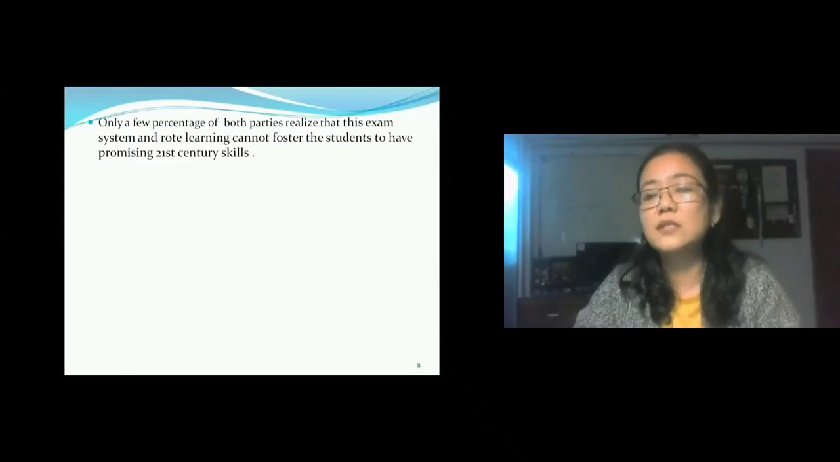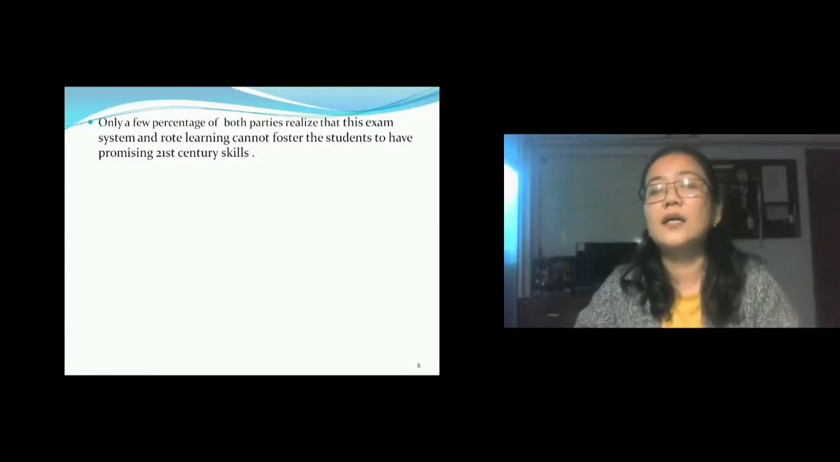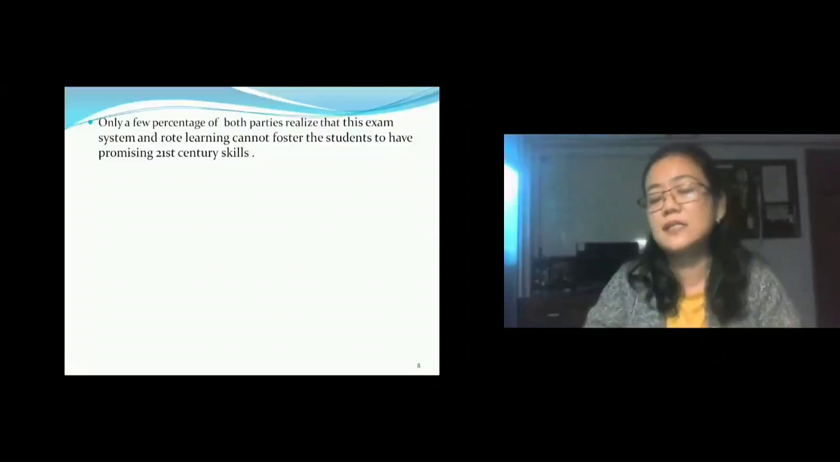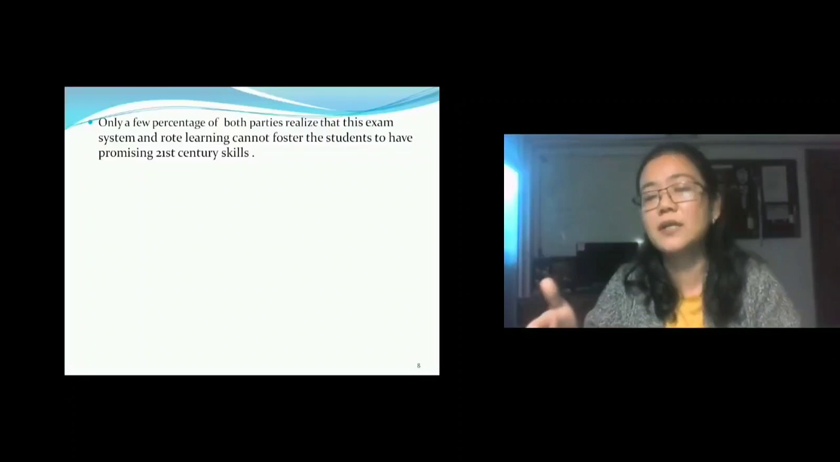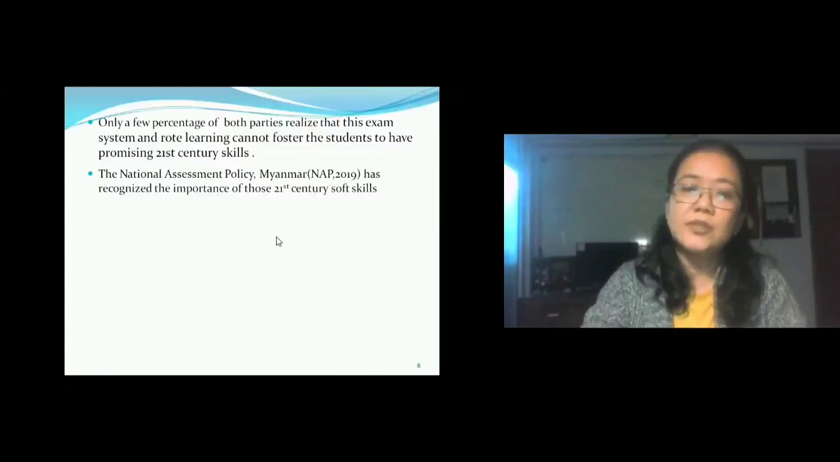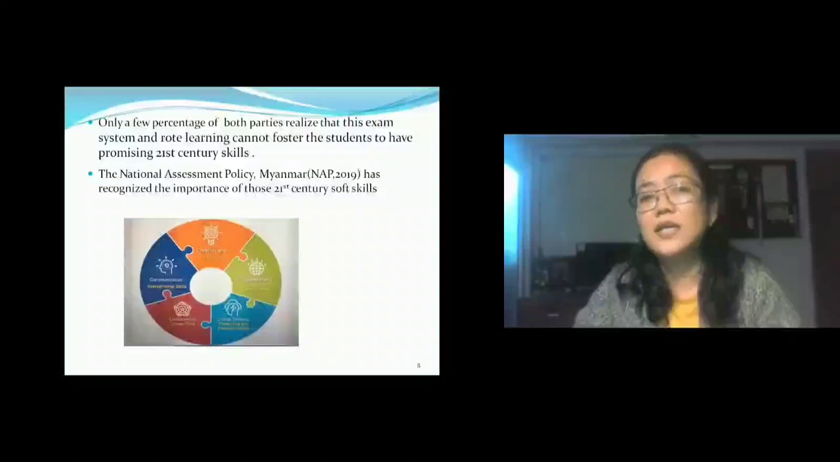Only a very small percentage of both parties, here meaning parents and teachers, realize that this kind of exam system and this type of teaching approach, the rote learning approach, is not promising for the 21st century, including 21st century employment. But on the other hand, the current reform of the national assessment policy actually recognizes the importance of those 21st century skills being needed in students.